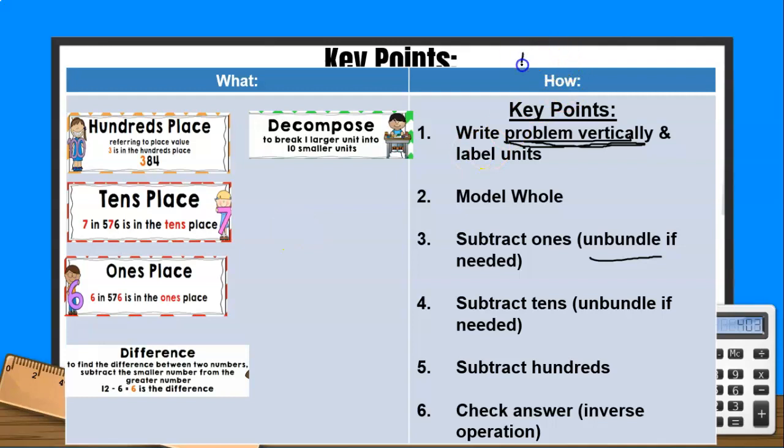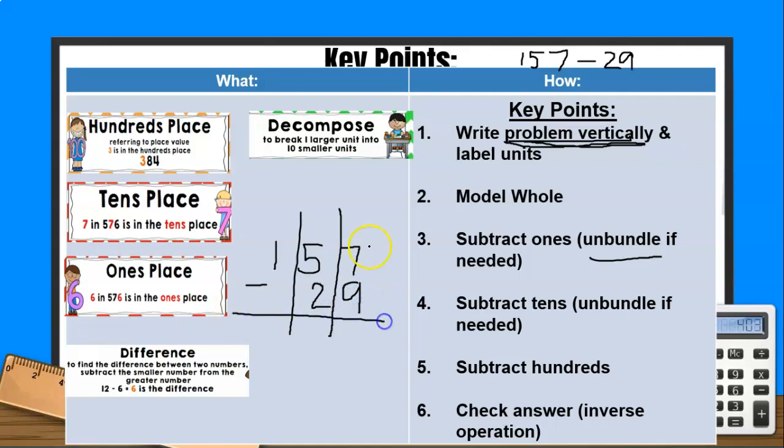If I have the problem 157 minus 29, write the problem vertically. Before you put the chips, this is the first thing you need to do. I put my 2 lines down and I write 157 minus 29. This is exactly what it means to write the problem vertically. This is the first step that Mrs. Allen and myself are looking for because this helps us align the problems. Okay, let's start working.